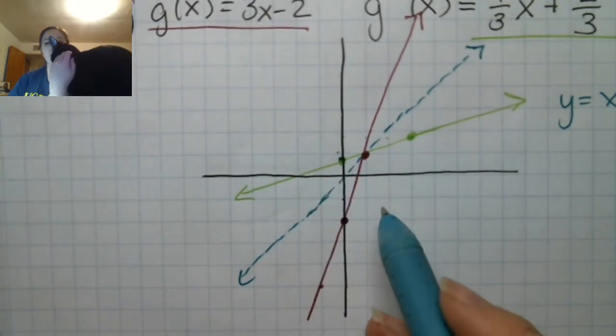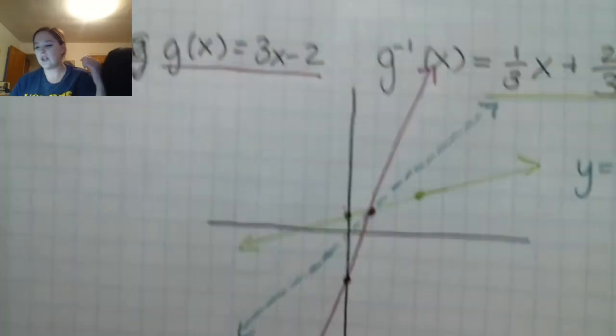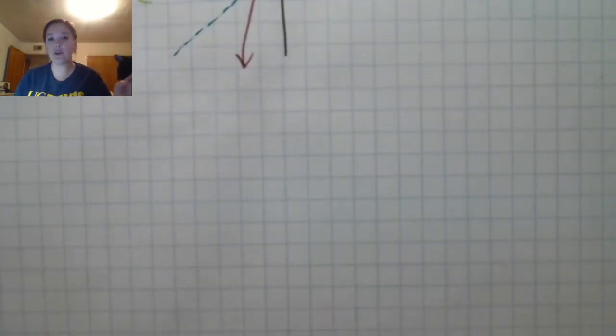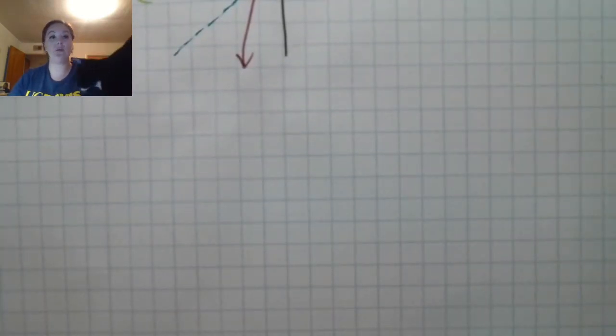So what I'm trying to get at here, and what hopefully you can see from these examples, is that a function and its inverse are reflected across the line y equals x.